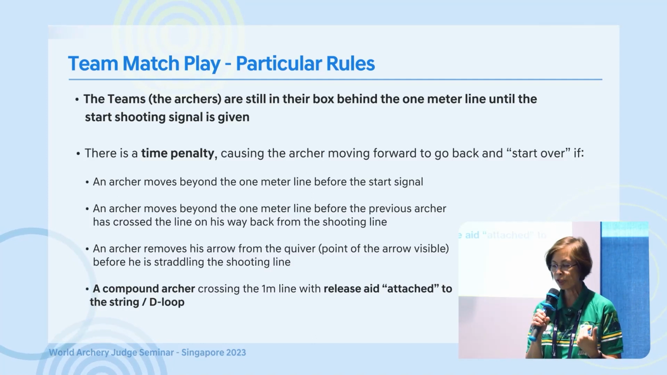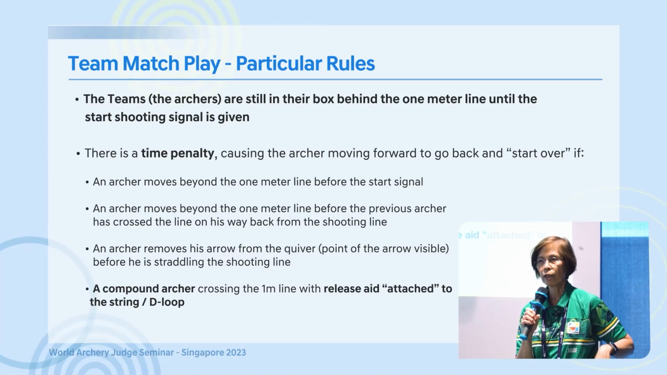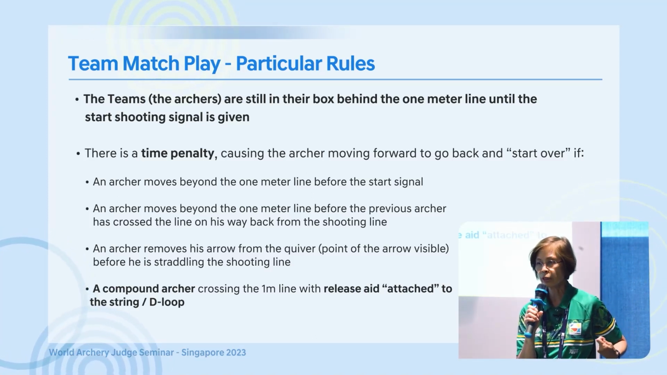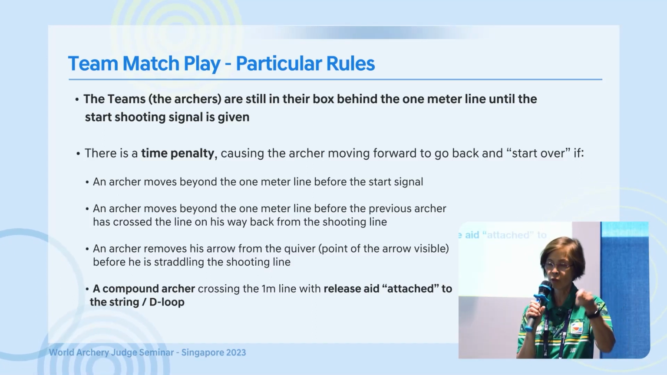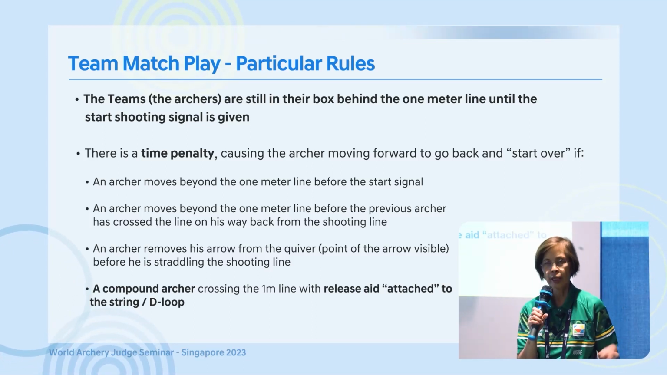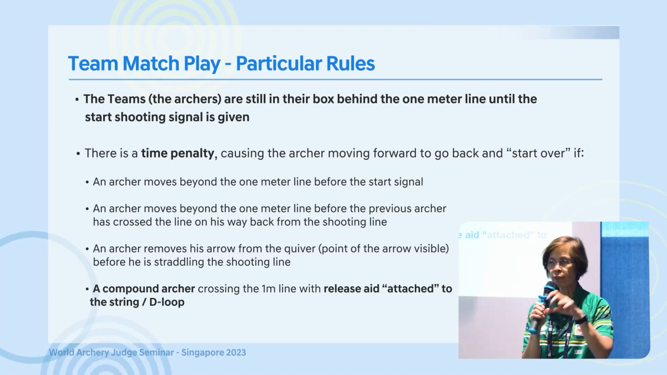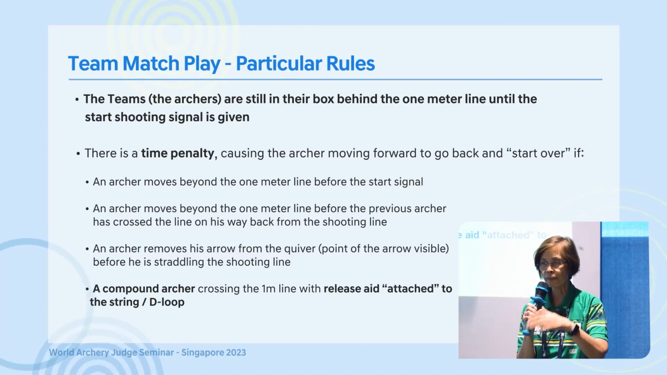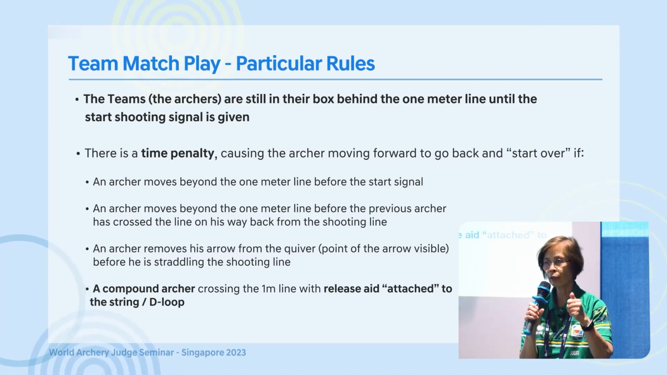Now, an archer removes his arrow from the quiver, and the point of the arrow is showing. So that is another yellow card situation. And then for a compound archer, if the release aid is on the string as they're coming in, that is a yellow card.